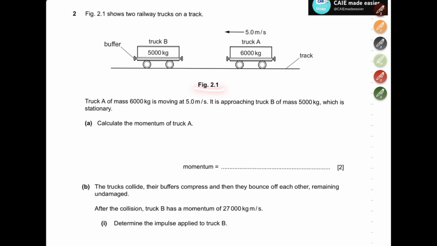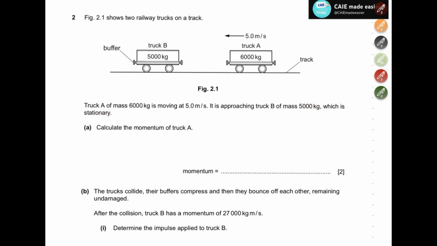Figure 2.1 shows two railway trucks on a track. We have truck A and truck B. Truck A has mass 6,000 kg moving at 5 meters per second. It is approaching truck B of mass 5,000 kg, which is stationary. Calculate the momentum of truck A. Momentum is mass times velocity. Mass of A is 6,000 multiplied by velocity 5, so it's going to be 30,000 newton seconds.